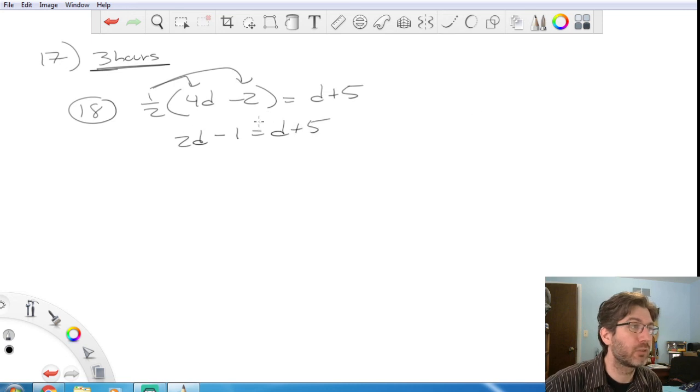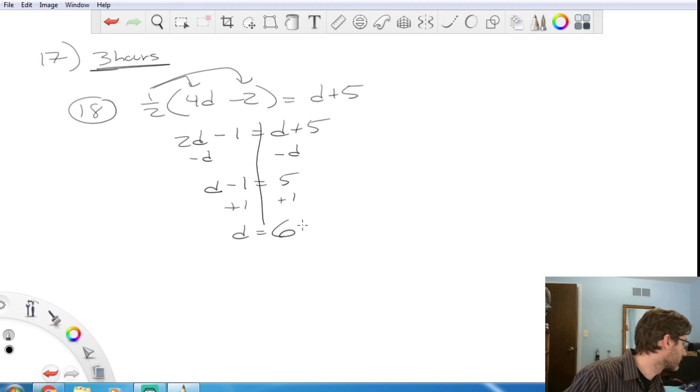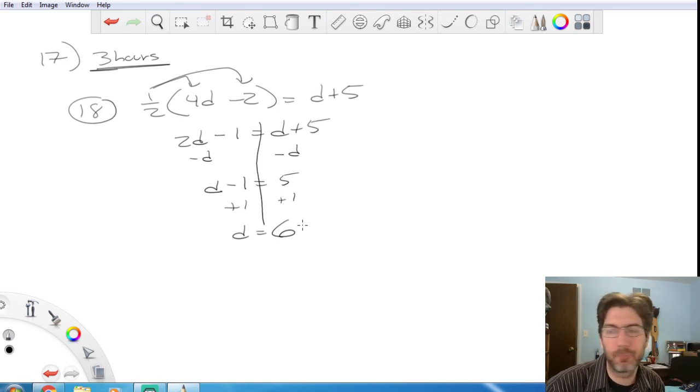Once you distribute, which is probably where you're getting confused, get d's by itself. I can either take 2d over or d over. I'm going to take d over. Minus d, 2d minus d is just d. Minus 1 equals 5, and then you add 1 to both sides. So d equals 6. Yeah, that's what the book's saying too.